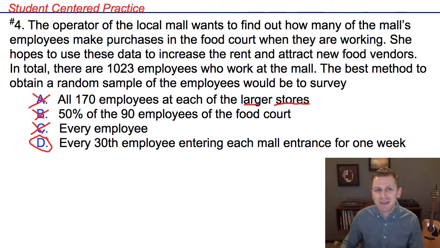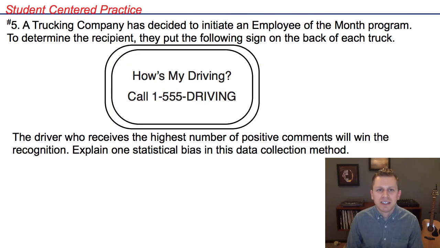Let's try one final question. This final question reads that a trucking company has decided to initiate an Employee of the Month program. To determine the recipient, they put the following sign on the back of each truck. It's a bumper sticker that says, "How's my driving? Call this number." The driver who receives the highest number of positive comments will win the recognition. Explain one statistical bias in this data collection method.